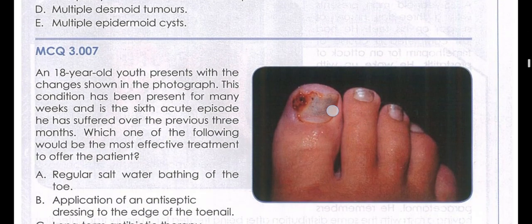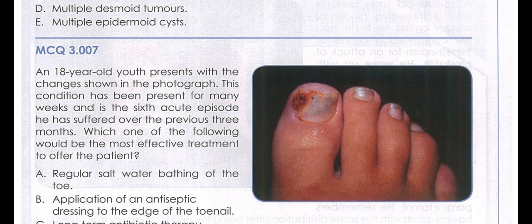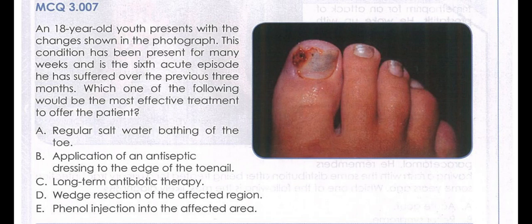And our next question: an 18-year-old youth presents with changes shown in the photograph. The condition has been present for many weeks and is the sixth acute episode he has suffered over the previous 3 months. Which one of the following would be the most effective treatment to offer the patient? So here, this picture we have already discussed in my previous video.